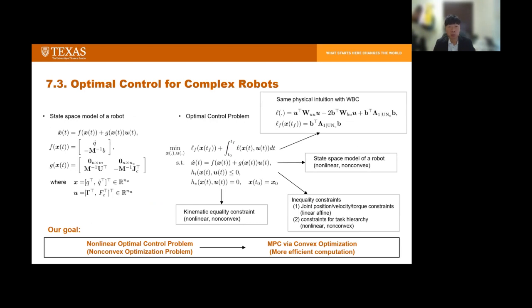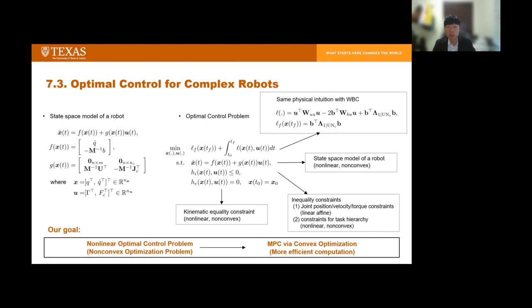Let's take a look at the proposed approach using MPC. We express the state space model of an underactuated robot, and the state space model is nonlinear. Unfortunately, yes. We can formulate a standard optimal control problem. One special part of this optimal control problem is that we borrow some physical intuition of the whole body controller. We will minimize the performance index subject to the state space model, inequality constraint, and equality constraint.